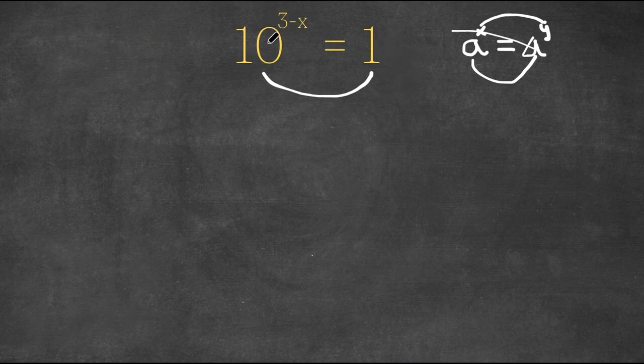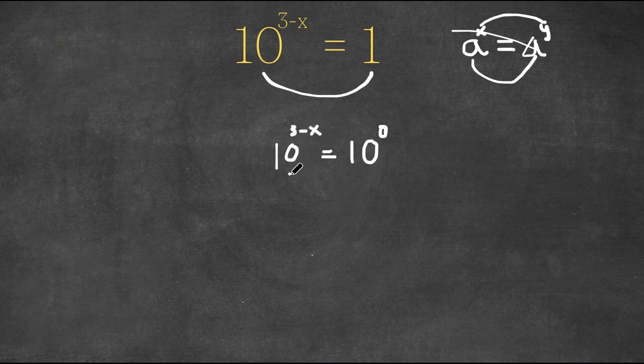Well, 10 to the power of what equals 1? 0, right? Because anything to the power of 0 actually equals 1. So we should change 1 to 10 to the power of 0. And this still equals 10 to the power of 3 minus x.